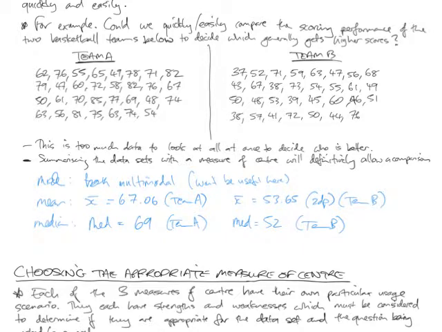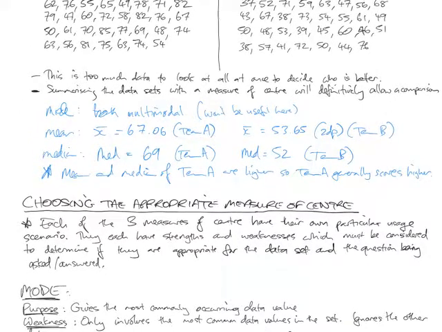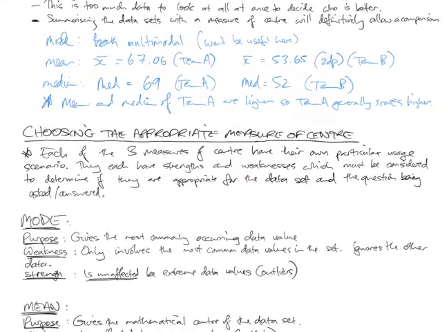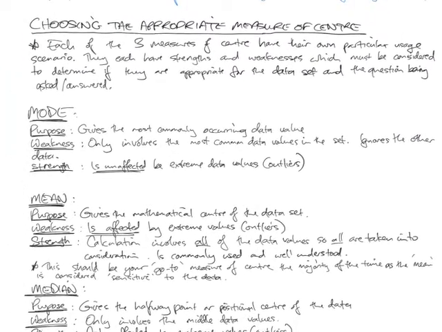And now we can definitively say the mean and median of Team A are higher, so Team A generally scores higher. So hopefully you can see from that the purpose of finding measures of central tendency, finding the average, the mode, or the median, is all about summarizing a whole set of data in one number so it can be useful, so you can make comparisons with other sets of data.